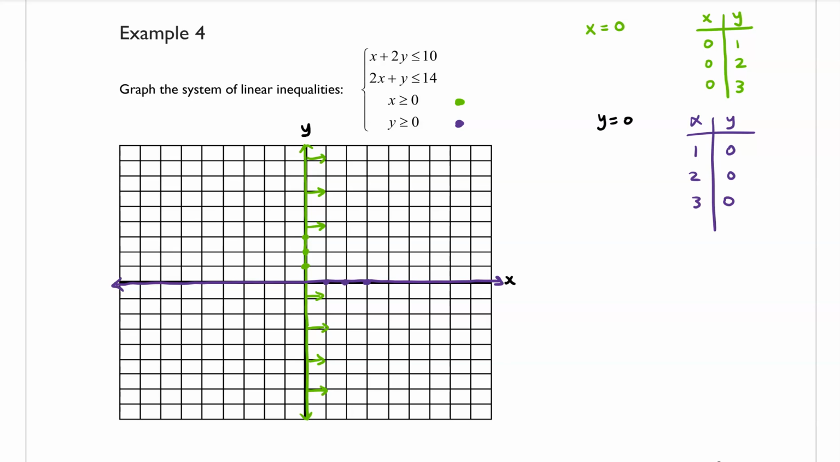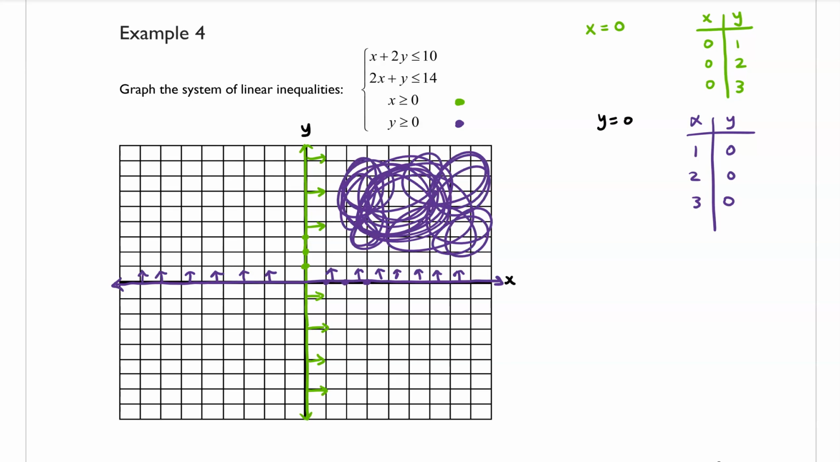And do we shade above or below it? Well, we want greater than or equal to, so we're going to shade above. So if we were only graphing those two inequalities, hopefully you would see that the overlapping shaded region would just be the first quadrant of our xy plane that we have here. Our first quadrant is this area here, so I would shade that in if these were the only two inequalities given, but they're not. We actually have two more that we have to deal with.